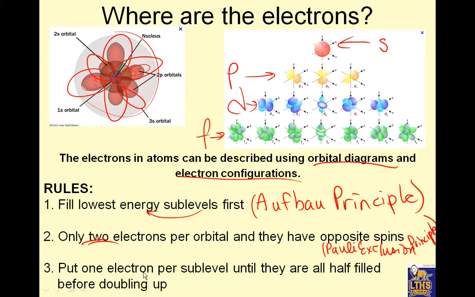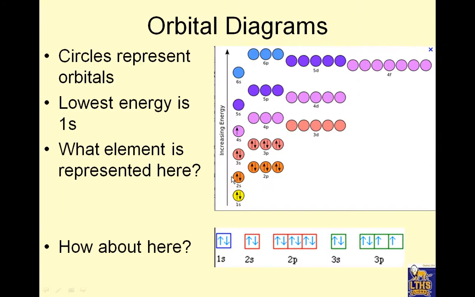The third rule on this list is to put 1 electron in a sublevel until it's half filled before you double up. And this is Hund's rule, H-U-N-D-S. So these are 3 rules that are going to guide us when we're drawing orbital diagrams or writing electron configurations. So let's start. Orbital diagrams.